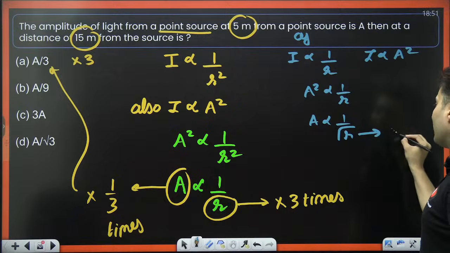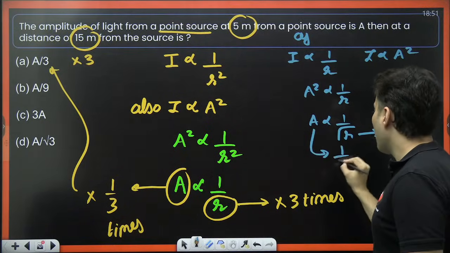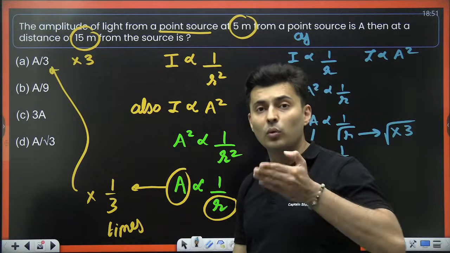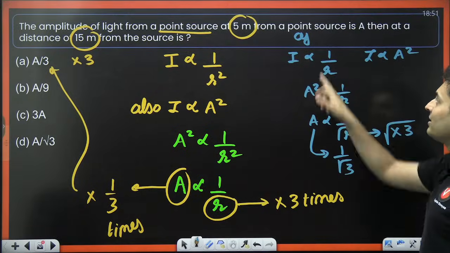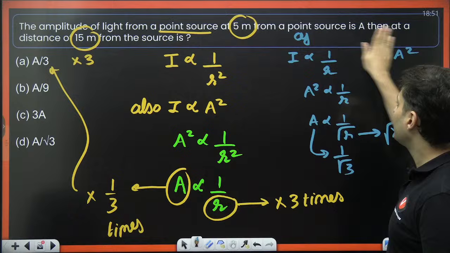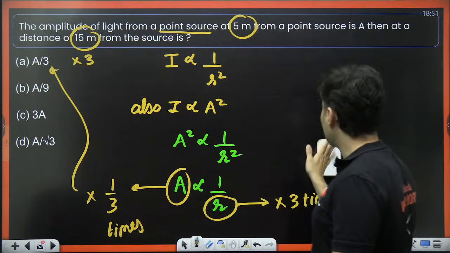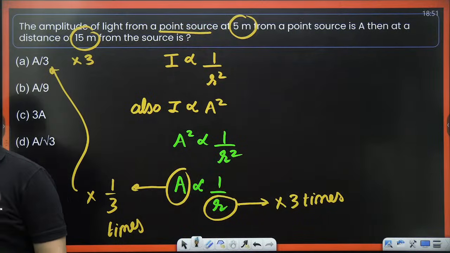So if R becomes 3 times, under the root, the amplitude will become 1 by root 3 times. So the answer would have been A by root 3 if it was a cylindrical source. But here it is not cylindrical. Understand how the values change if one small word itself changes. Very good, Kef. Excellent.